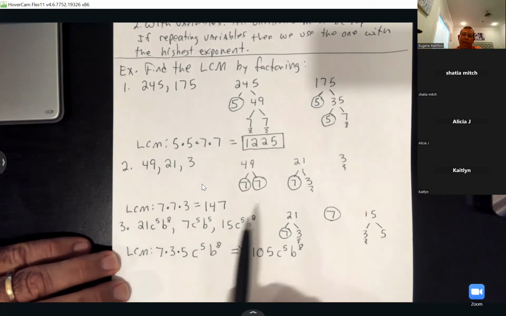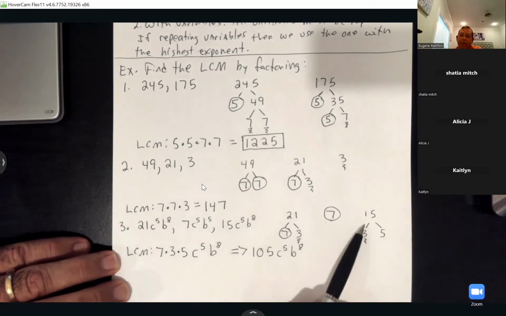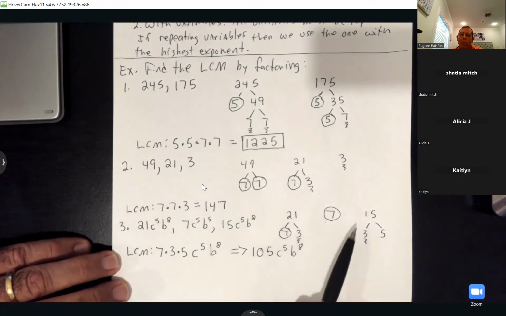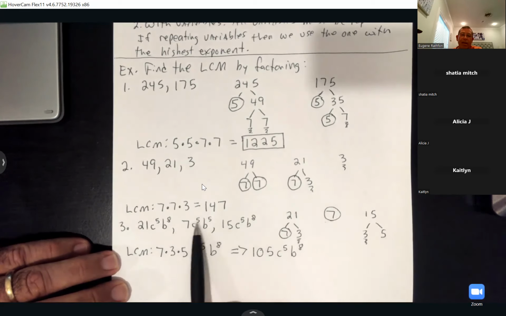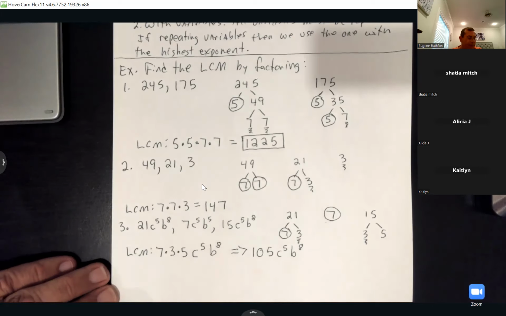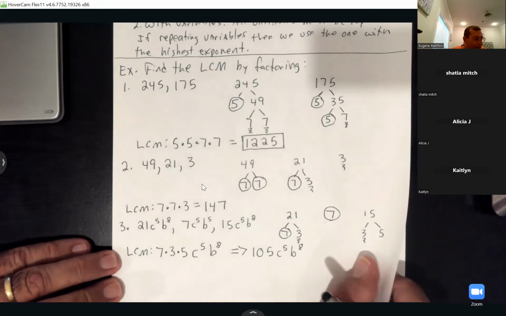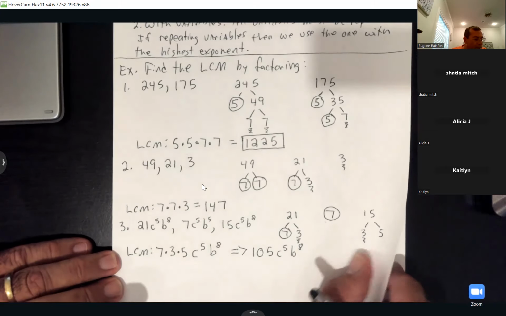Now, if I was using the calculator, I always do the biggest numbers because 7 is a factor of 21. So if you do on the calculator 21 and 15, it'll give you the 105. And then you just got to play with the variables. Every variable had to be represented, and we picked the one with the highest exponent, okay? So I'm going to flip that over and try one more of those.